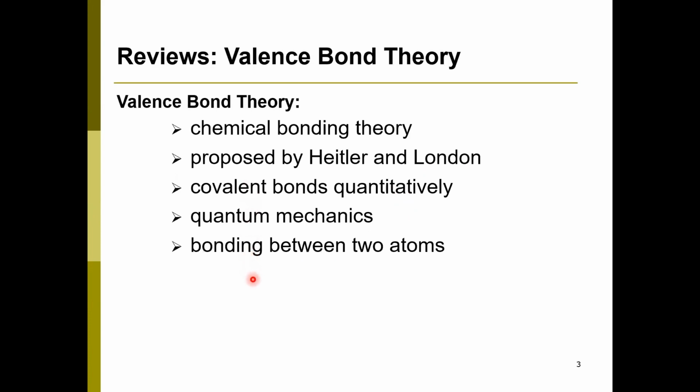And valence bond theory explains the bonding between two atoms through the overlap of half-filled atomic orbitals. Very important. It explains the bonding between two atoms by using the overlapping of half-filled atomic orbitals. See, atomic, not hybrid orbitals. This is really important to understand.